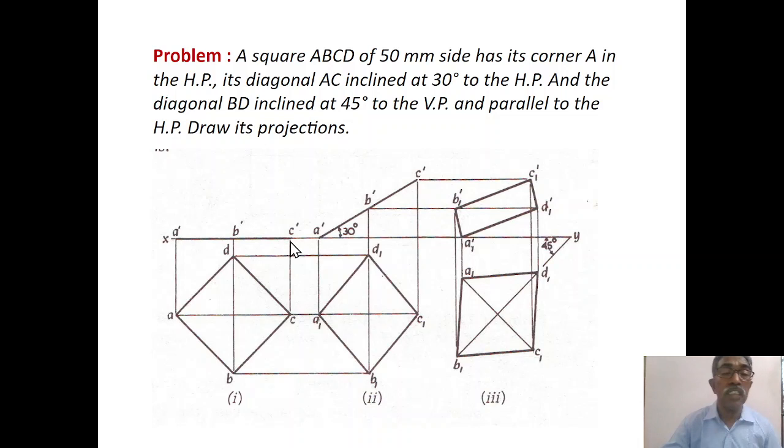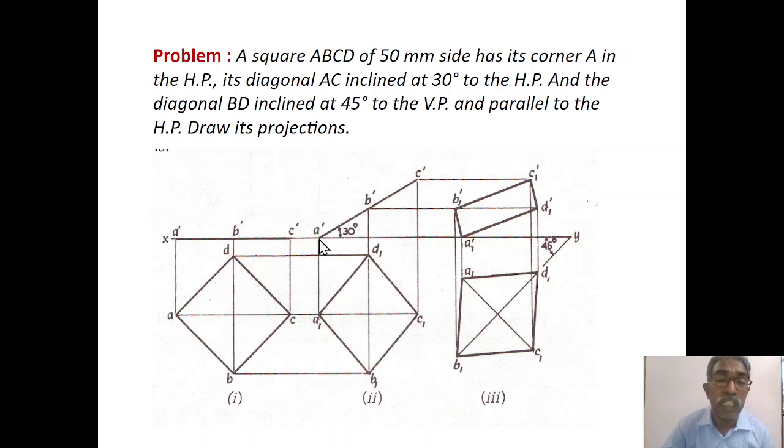Then in the second stage, it is resting on the corner A. Therefore, resting on the corner A, take A dash on the XY line, which means it is resting on the corner on the horizontal plane, and the surface makes the diagonal AC at 30 degrees to the horizontal plane. Here diagonal inclination means surface inclination, because in all the problems you have to take the surface inclination in the second stage. Instead of saying the surface, here the word diagonal is used, because the diagonal is along the surface. Therefore inclination of the diagonal means inclination of the surface. You take the surface inclination and draw the line.